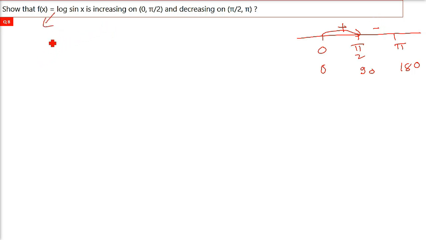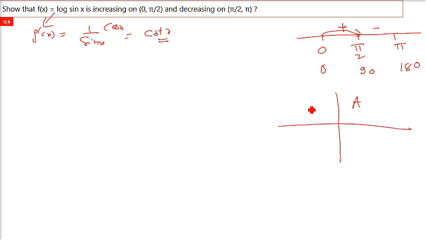So what is the ninja technique? f dash x, differentiate log sin x. Differentiation of log sin x is 1 by sin x, and sin x differentiation will be cos x, so it will be cot x. Cos x by sin x is cot x. Now put it here. See, add sugar to coffee.